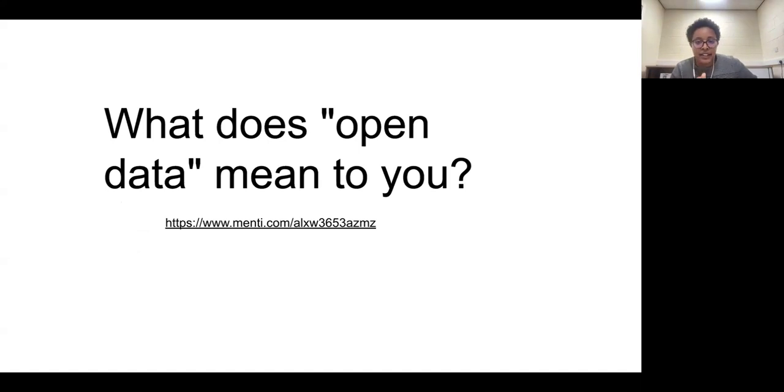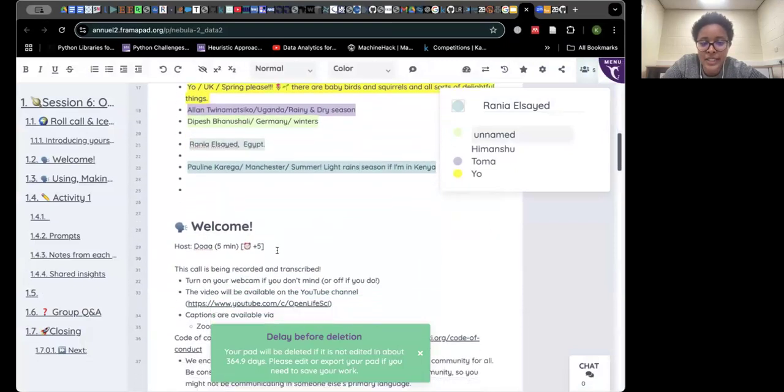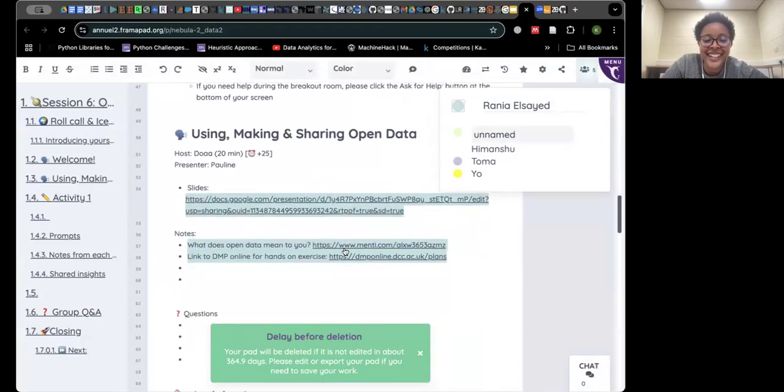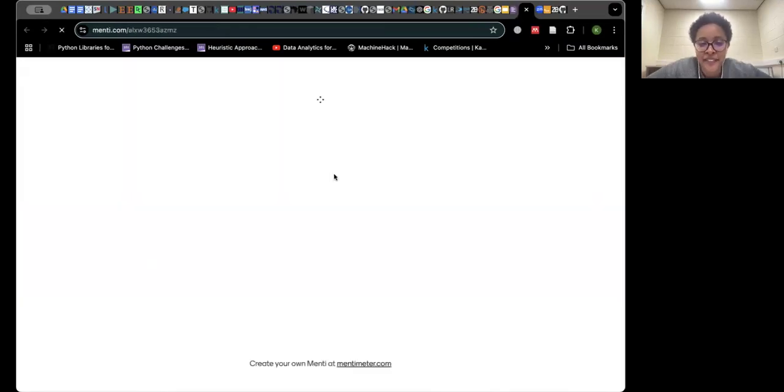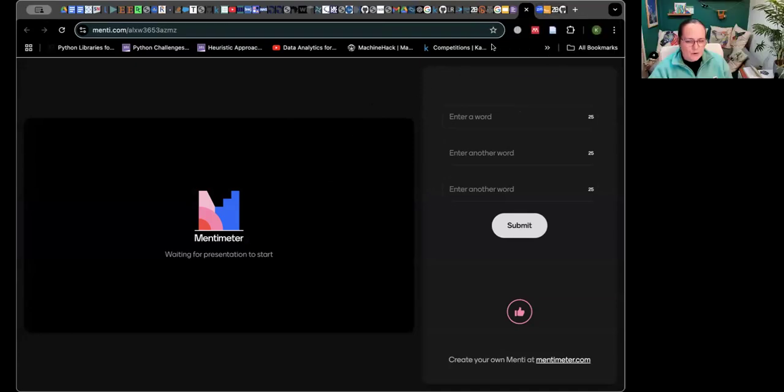I got very excited and I made a Mentimeter, and it's available on the Framapad. Did someone post it in the chat? Someone did. Brilliant. I mostly wanted to create a word cloud today. So let's see what that brings up. What does open data mean to everyone? Let's put down your answers and then we can see what that looks like. Pauline, do you want to maybe walk through, so add one of your own to show everyone how you've done it?